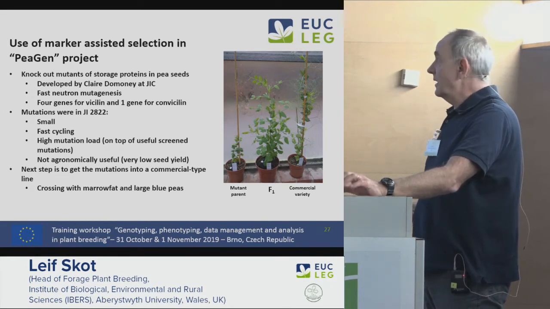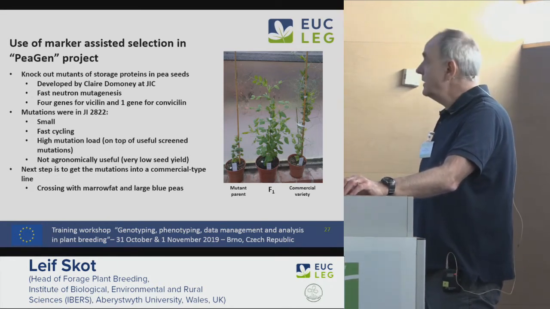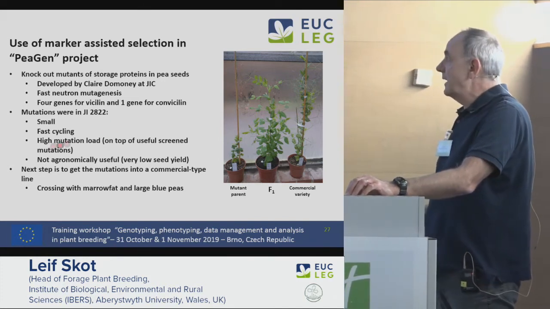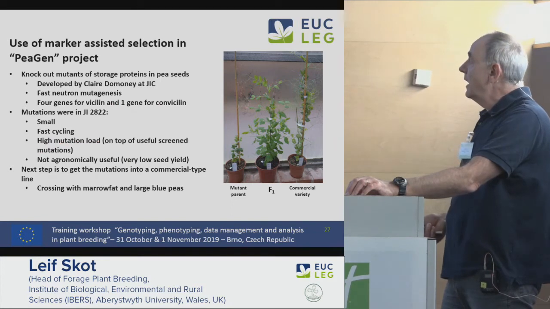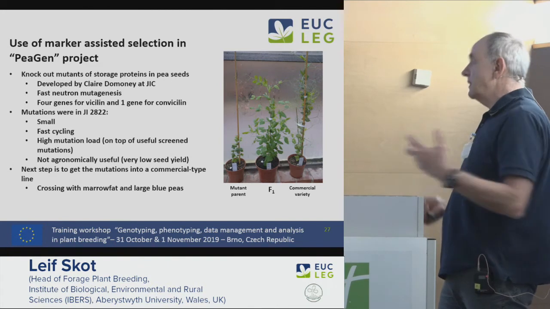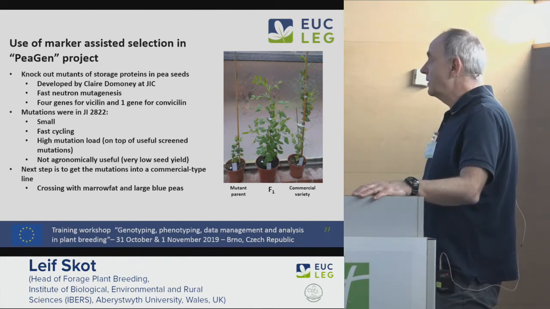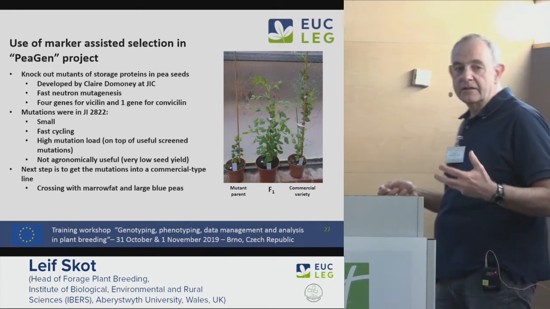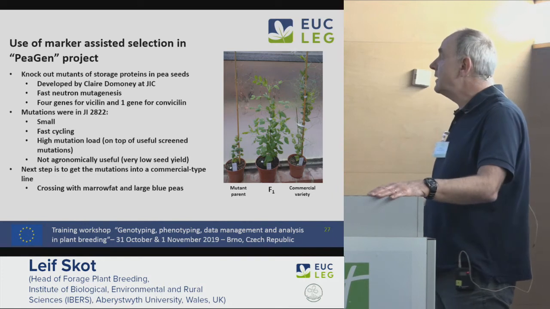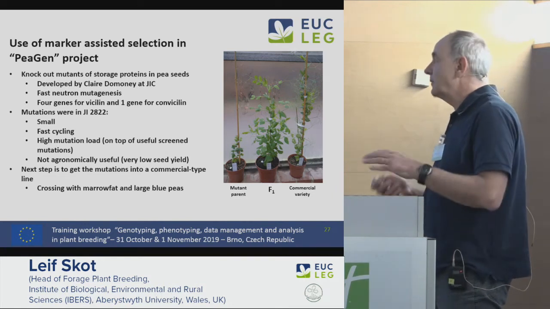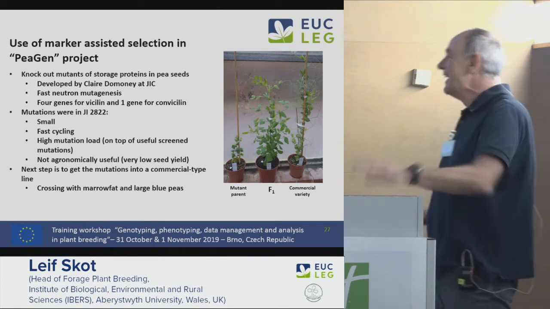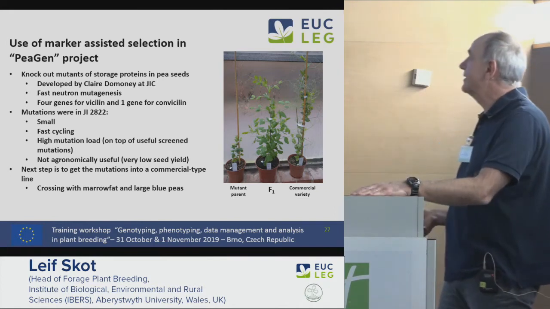So that sounds like a tall order, and those mutations were made using methodology that they have at the John Innes Center. The next step is to get the mutations into a commercially useful line to see if those undesirable seed proteins, I think, get replaced by good seed protein. Anyway, this is more to do with the markers.